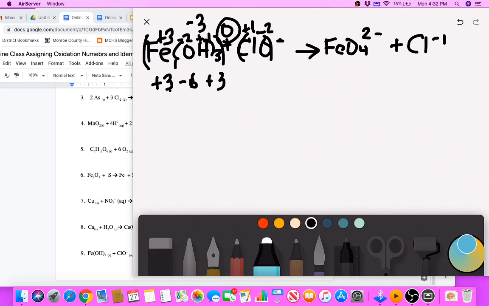This FeO4 is also a polyatomic ion, so we're going to put parentheses around it. Its overall charge is -2. Again, we know oxygen is -2, so 4 -2s will give us -8. The charge of this ion is -2, so what added to -8 gives us -2? Well, that's +6. Since there's only one iron, that one iron is +6.